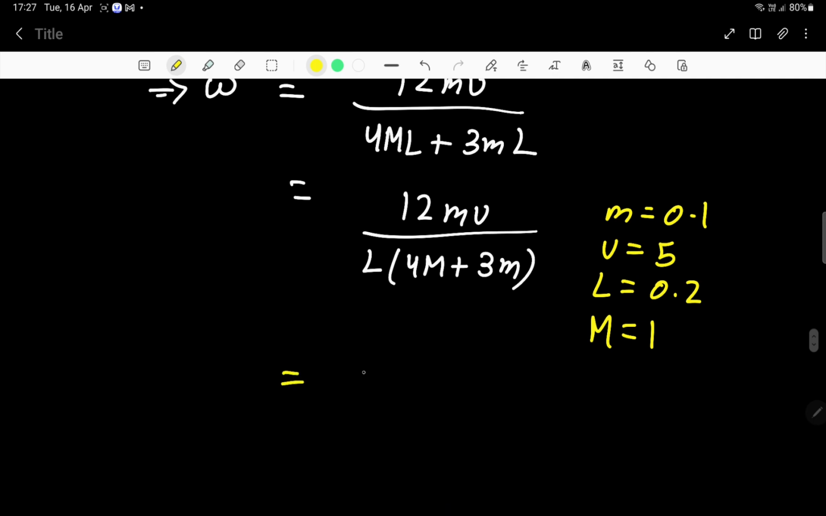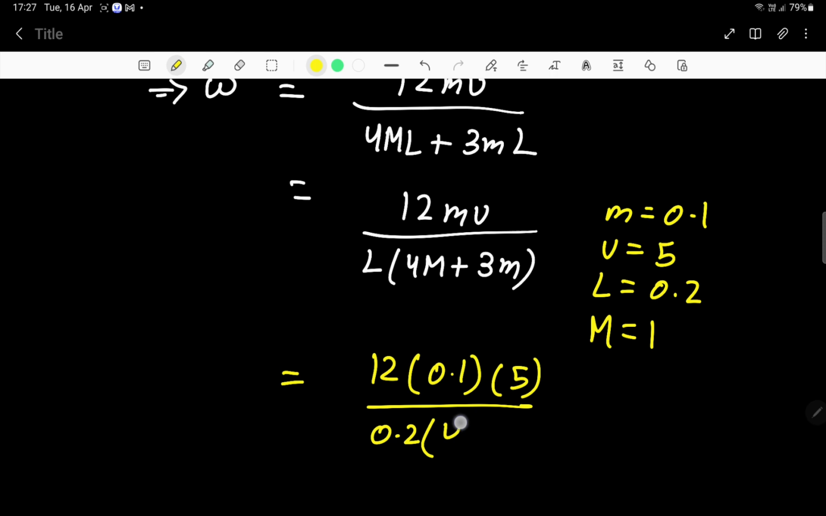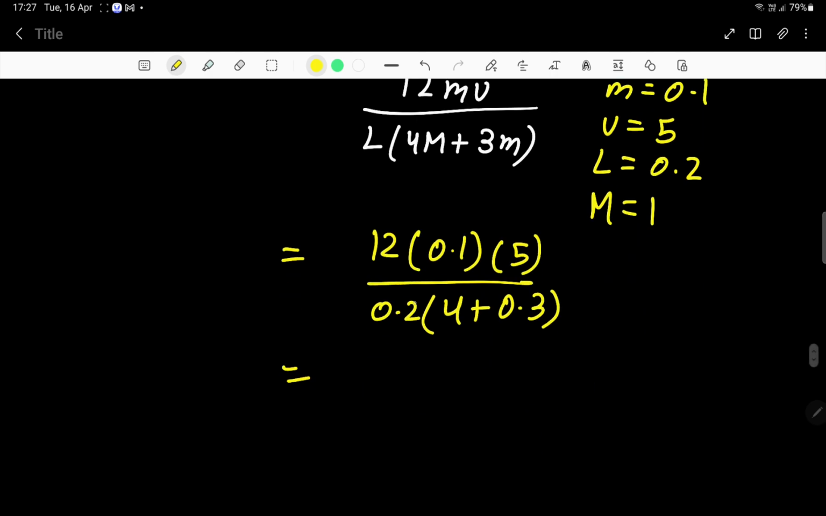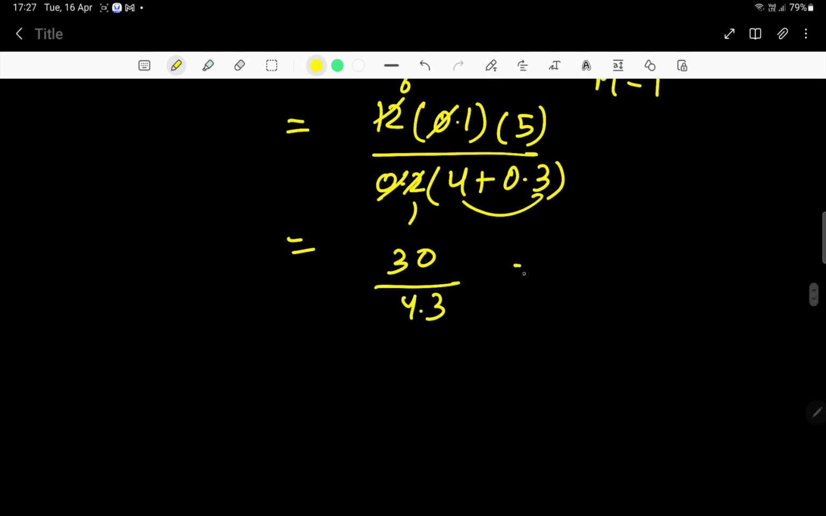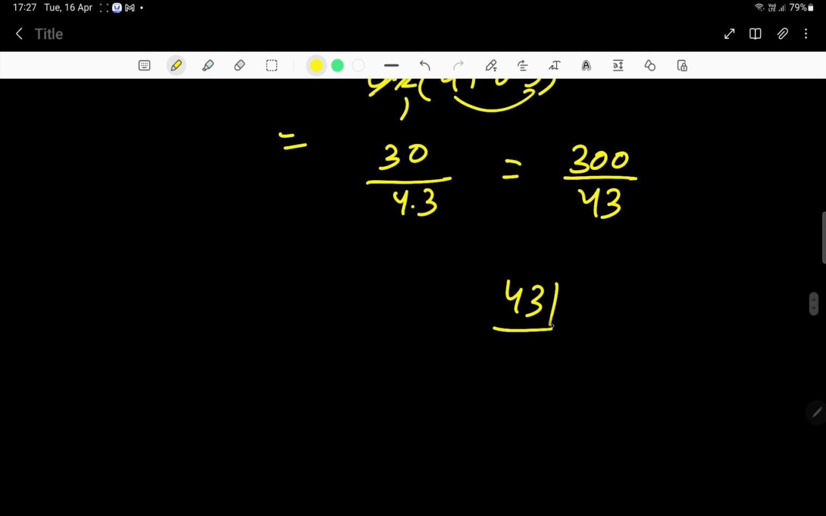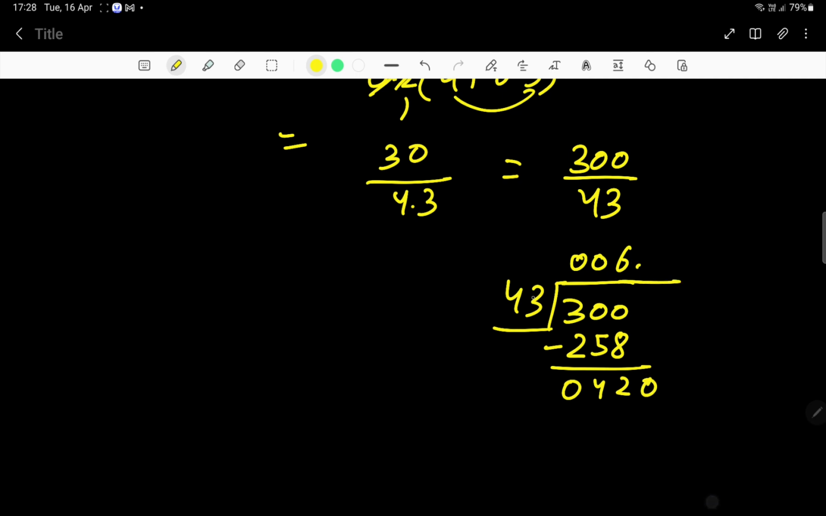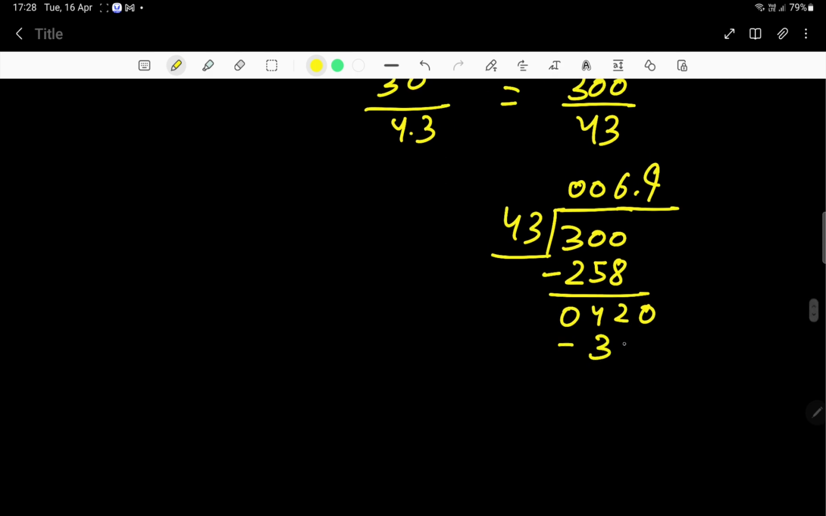There we go. Now we just need to plug in the values. Omega is equal to 12 times small m, which is 0.1, u is 5, L is 0.2, 4 times M, what we just had before, plus 0.3. We cancel these points out. 6, we get this. 6 times 5 is 30. We get 4.3. We can reduce this to 300 by 43. Let's try to divide this by 6. 6 times 4 is 240, and 3 times 6 is 18. 240 plus 18 is 258. Then we subtract. So 43, let's try 9. 40 times 9 is 360, 360 plus 3 times 9, 27, is 387. So minus 387. That gives us 3 here.